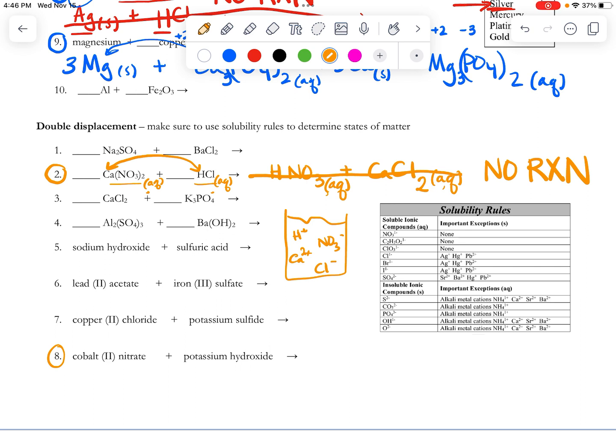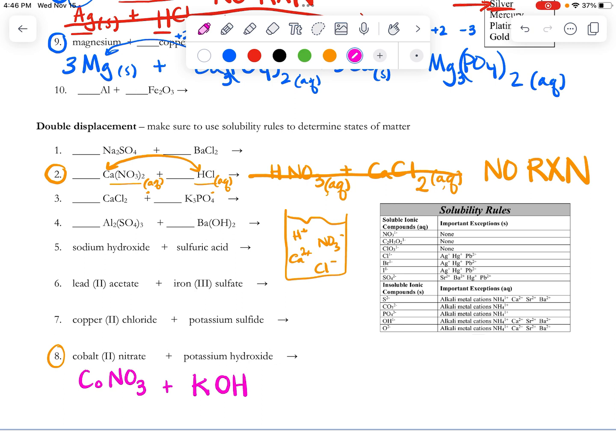You took 2 liquids, mixed them together, you still have 1 big pot of liquid. No solids formed, nothing interesting happened, no reaction occurred. All right, let's do the last problem here. We have cobalt nitrate and potassium hydroxide. Cobalt is Co and nitrate is NO3, plus potassium is K, and hydroxide is a polyatomic OH.